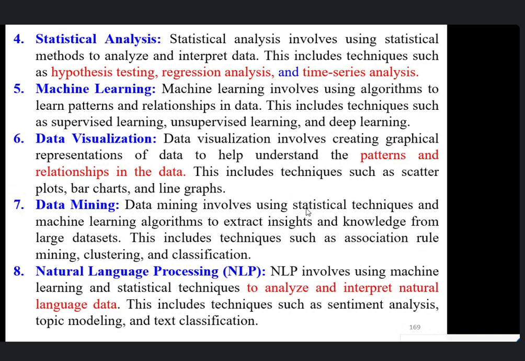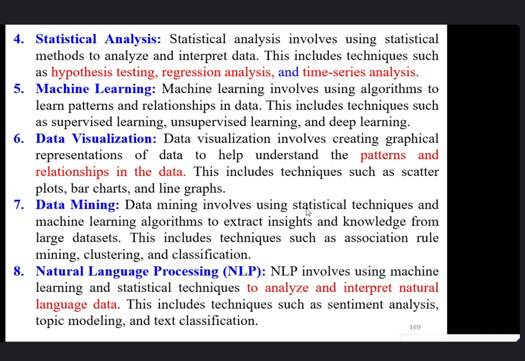Then machine learning is one more common technique. It is learning from the observational data, and these algorithms learn patterns and relationships in the data. We are applying three types of approaches: supervised learning, unsupervised learning, and reinforcement learning. The extension of machine learning is the deep learning technique.